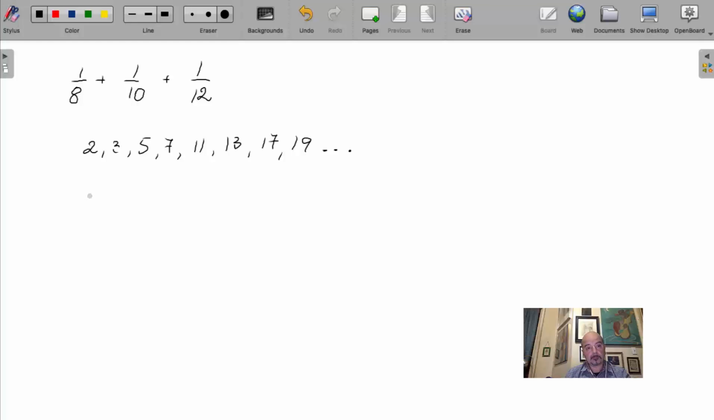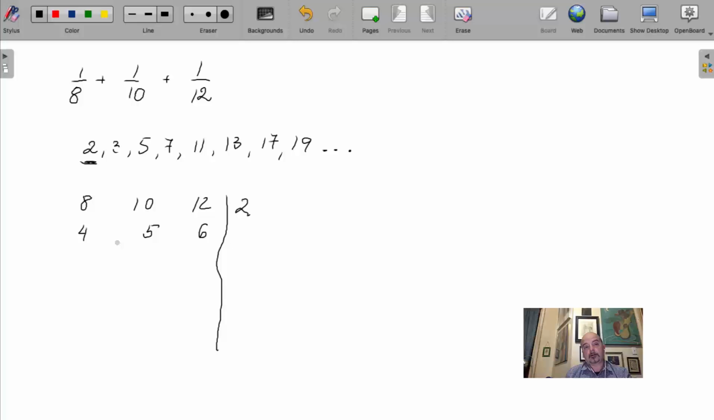Well, let's line these numbers up, 8, 10, and 12, and then draw a vertical line. And ask yourself, is any of these three numbers, 8, 10, and 12, divisible by the first prime number? And the answer is yes. In this case, they all three are. So I will write that 2 here and then divide. 8 divided by 2 is 4. 10 divided by 2 is 5. 12 divided by 2 is 6.